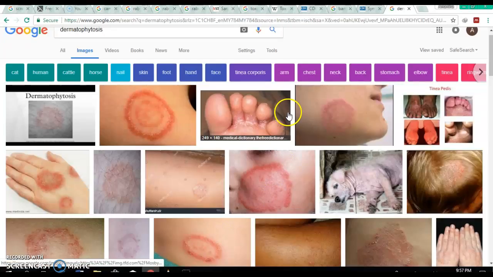These are examples of pictures when you get infected by ringworm.